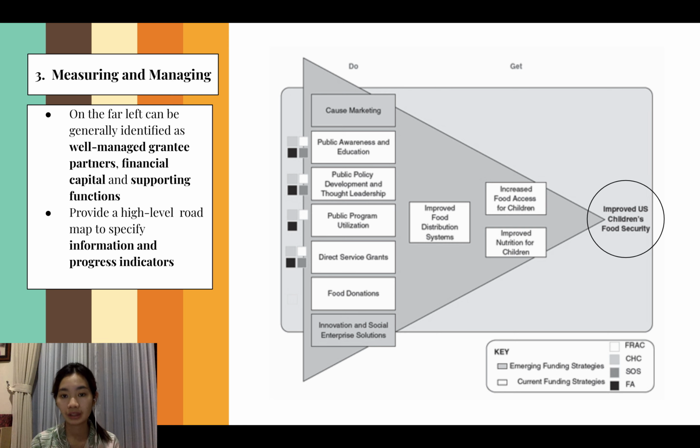This model, however, is not a substitute for action planning. That would be very detailed in which grantee, when, which, and how tactically each strategy is placed out every time, because it provides a high-level roadmap to specify the information as well as the progress indicators.